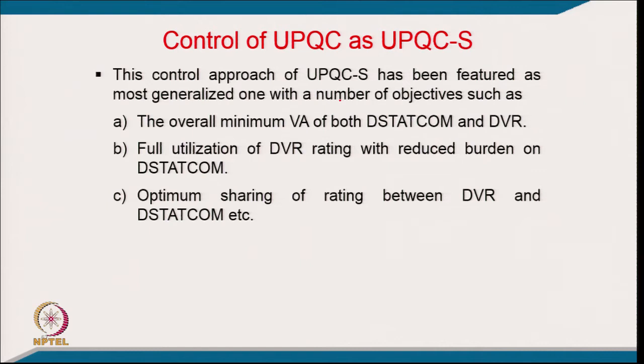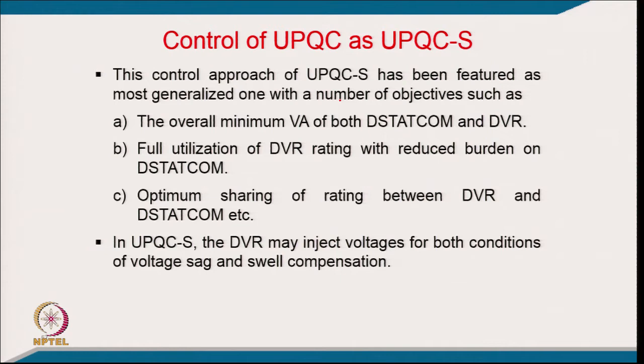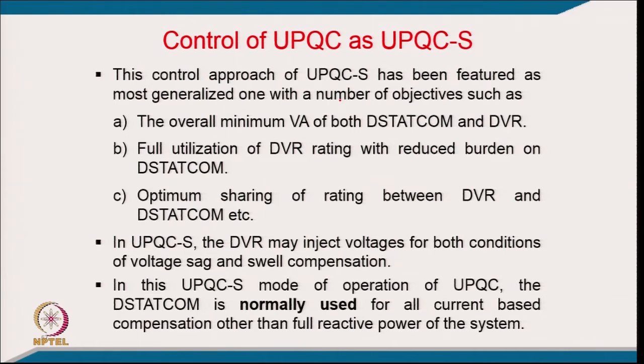Coming to the control of UPQC as UPQC-S, the control approach of UPQC-S has been featured as the most generalized one with a number of objectives: the overall VA rating of both DSTATCOM and DVR, overall minimum rating which consists of the rating of DVR and DSTATCOM, utilization of DVR rating with reduced burden on the DSTATCOM, and optimum sharing of rating between the DVR and DSTATCOM. So in UPQC the DVR may inject the voltage in both conditions of voltage sag and swell, and in this UPQC-S mode of operation, the DSTATCOM is normally used for all current based compensation other than full reactive power of the system.